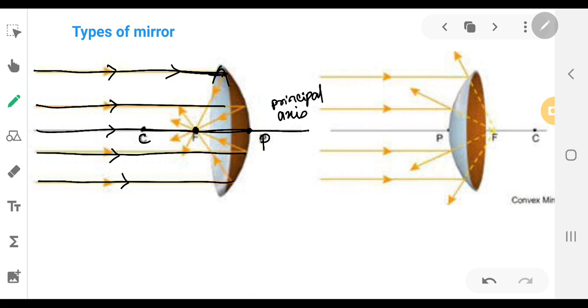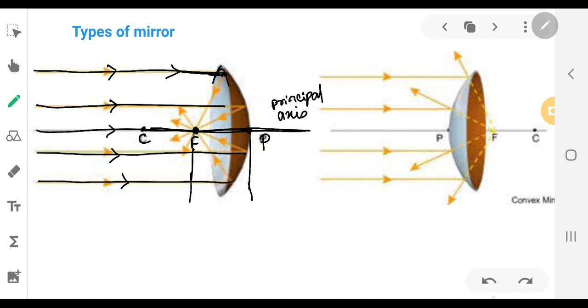Now where does that common point lie? It is on the principal axis. That point is called the principal focus. Now the distance between the principal focus and the pole of the mirror is called the focal length, denoted by the letter small f.